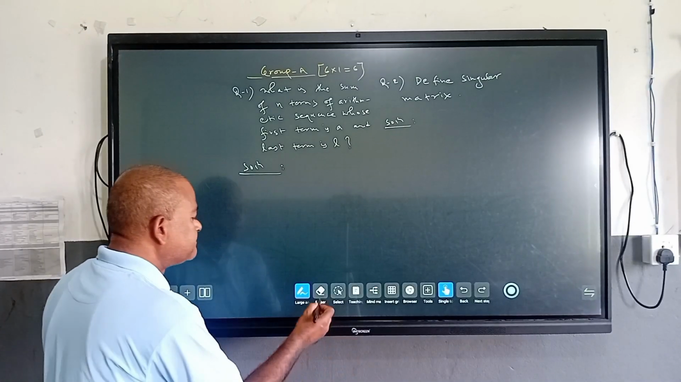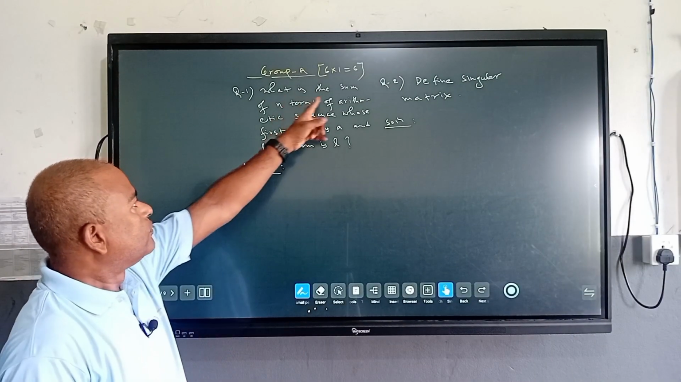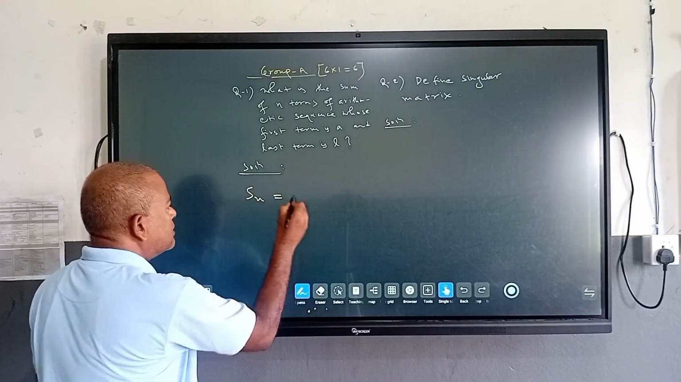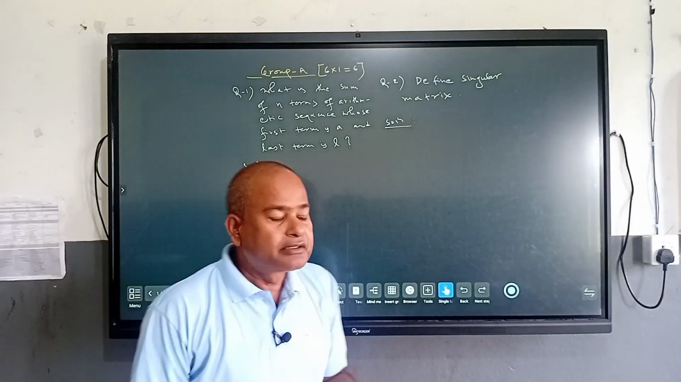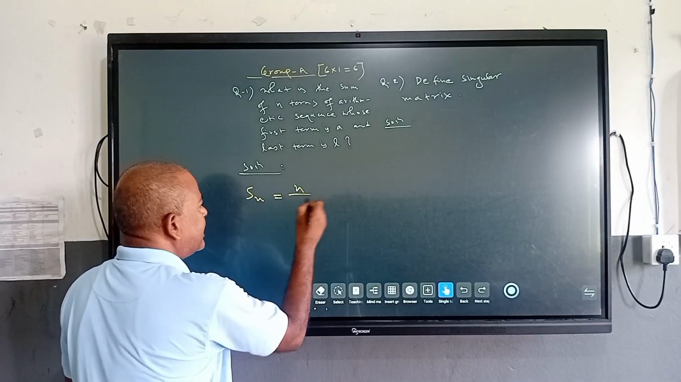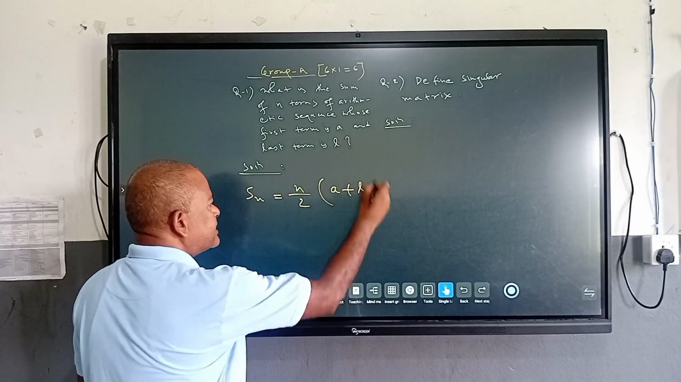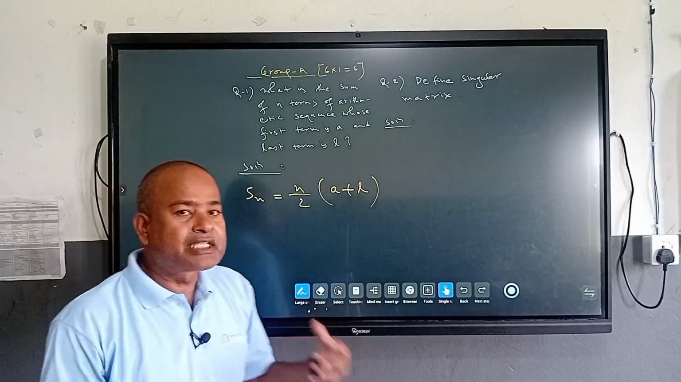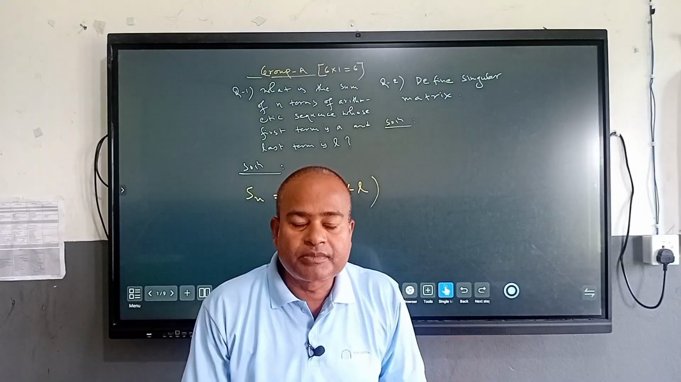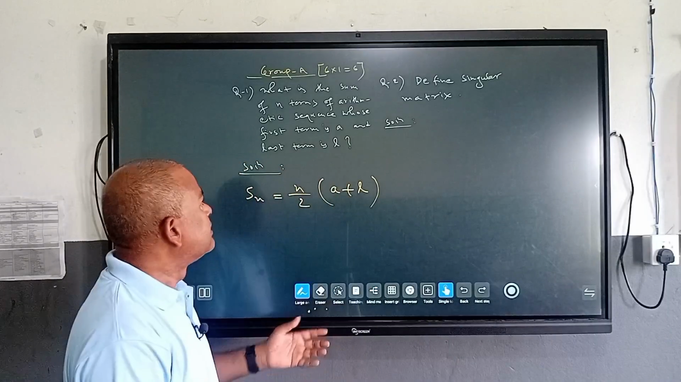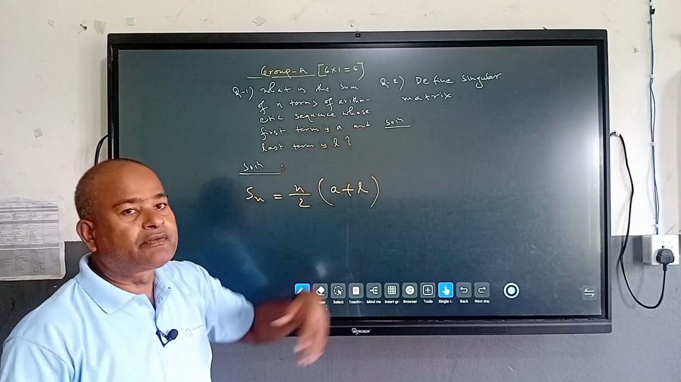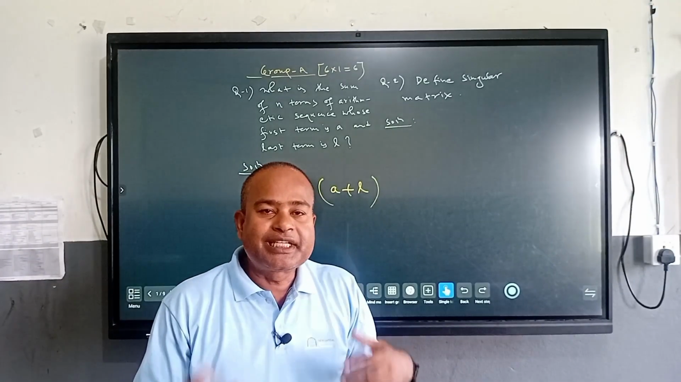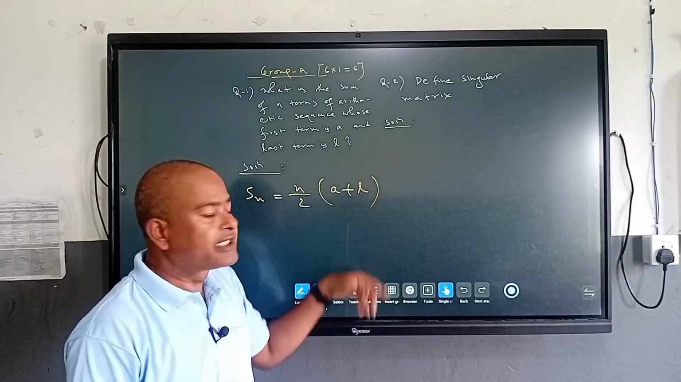Dear students, we have to write down the sum of n terms. The sum of n terms is represented by Sn. Sn is equal to n by 2 times a plus l. If a is the first term, l is the last term, and n is the number of terms of an arithmetic sequence, then the sum of n terms is denoted by Sn and it is equal to n by 2 times a plus l.